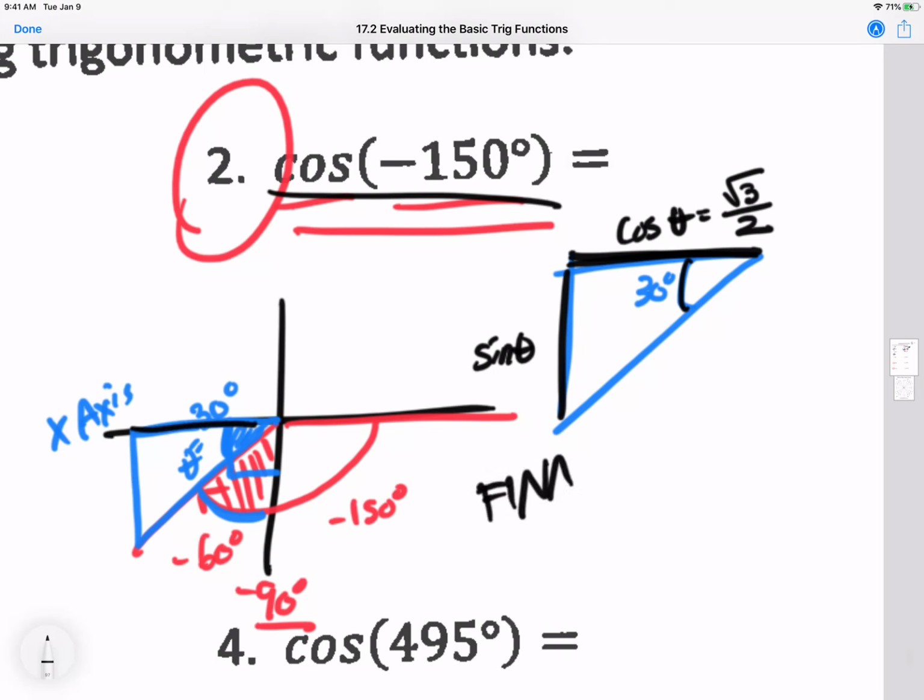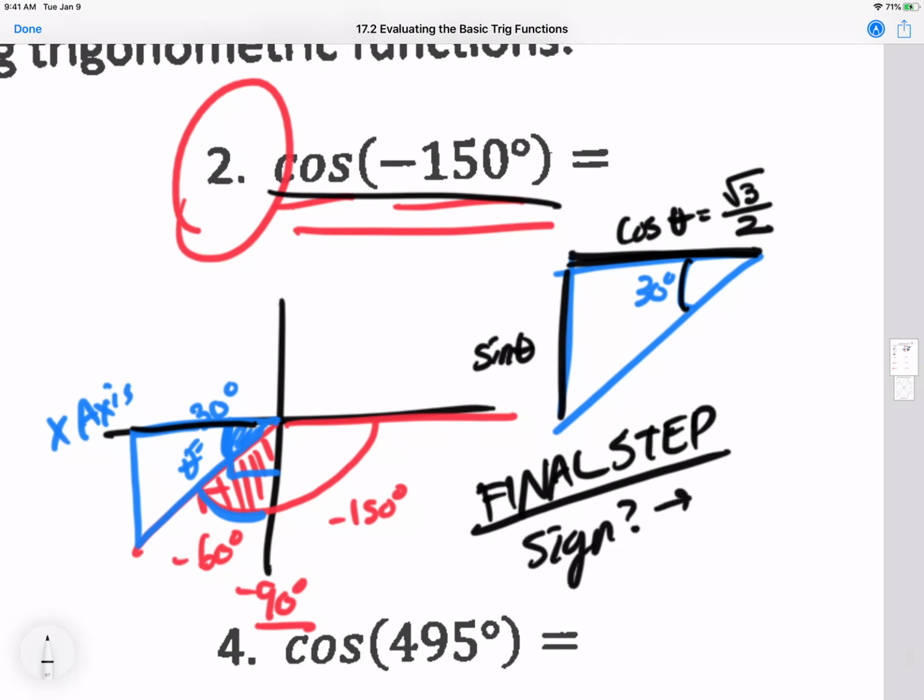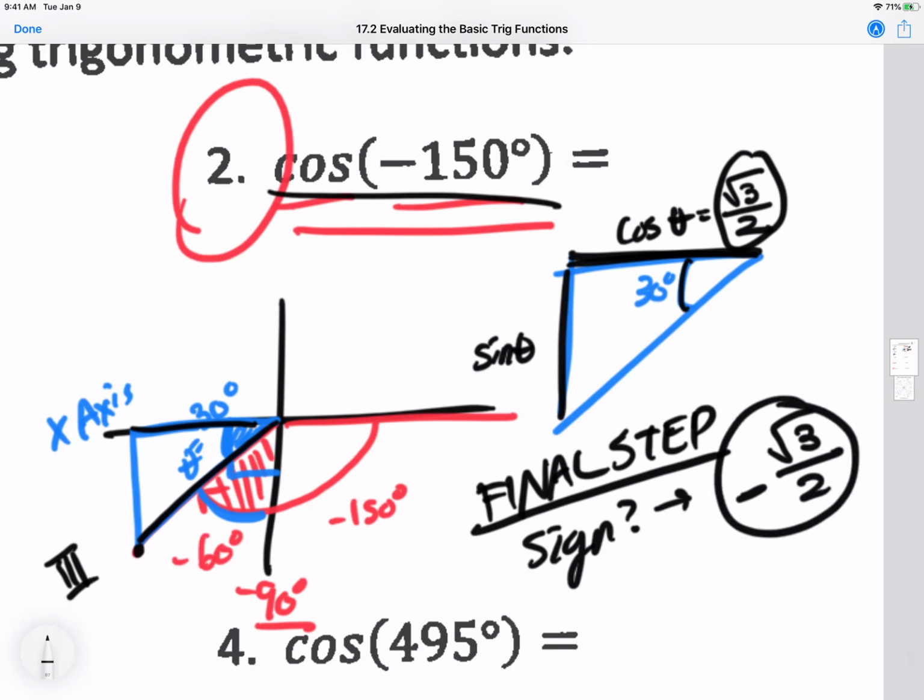Okay? So the value for the cosine of theta will be square root of 3 over 2, but the very final step that you guys have to take into account is what is going to be my sign. We're talking about the third quadrant, in which only tangent is going to be positive. So then my final answer here, the value would be square root of 3 over 2 no matter what. But since I'm ending in the third quadrant, I'm always going to have a negative sign, so it's going to be negative square root of 3 over 2. So my final answer would be negative square root of 3 over 2.